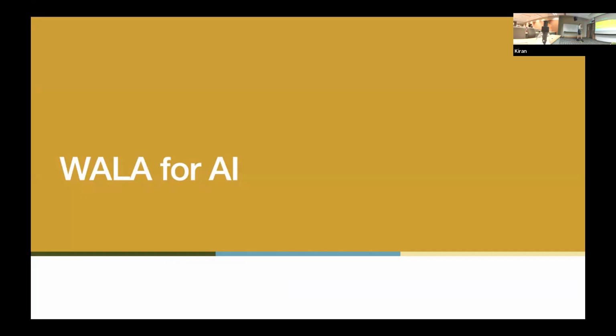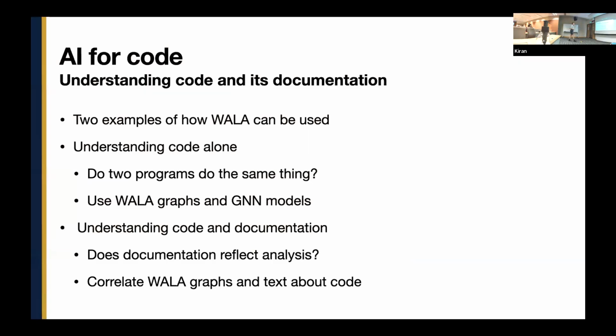You've probably seen AI for code kinds of things. People do something with the program, shove it through some model, and then try to classify something. There have been all different ways of trying to represent programs for learning. I want to talk about two different kinds of things that we call AI for code. One is understanding code and documentation, and one is understanding code by itself.